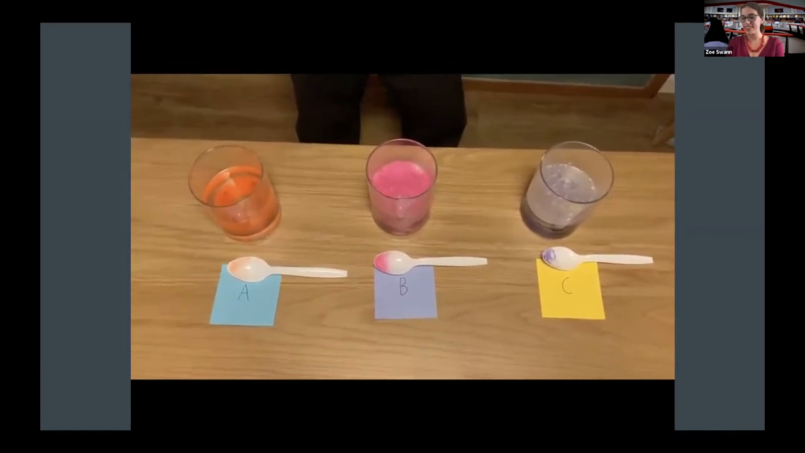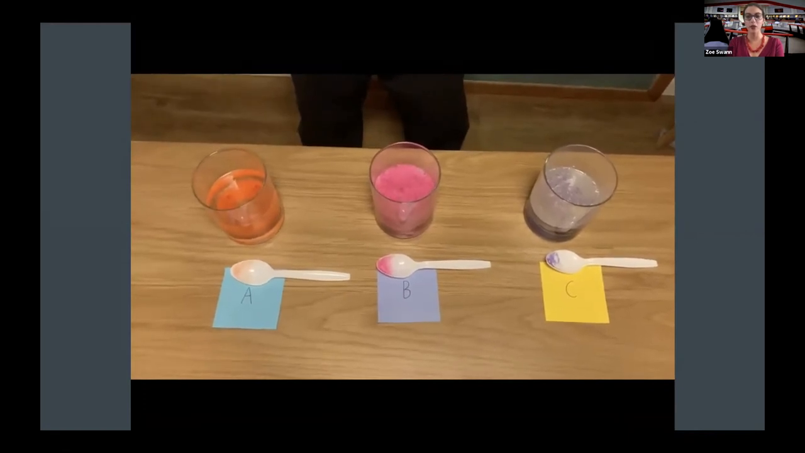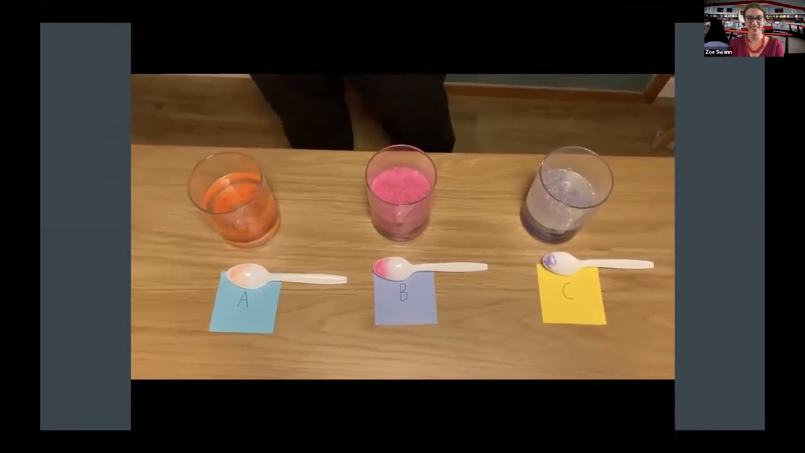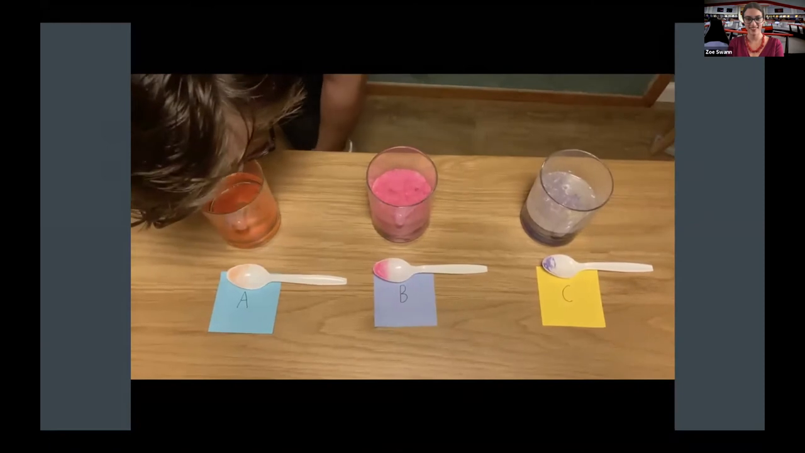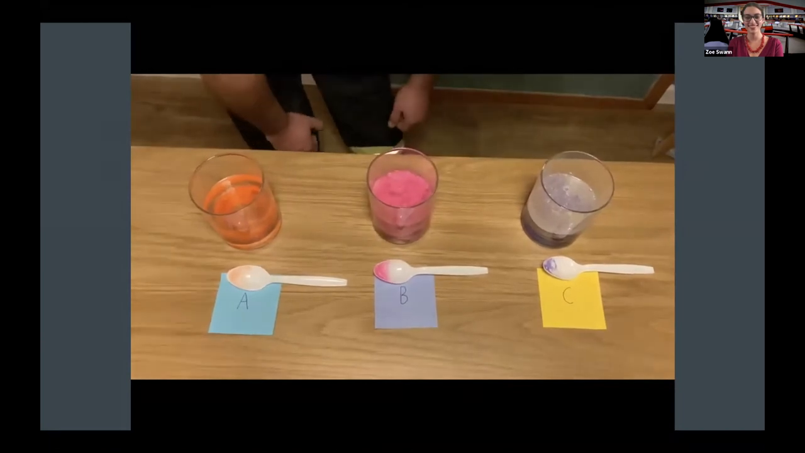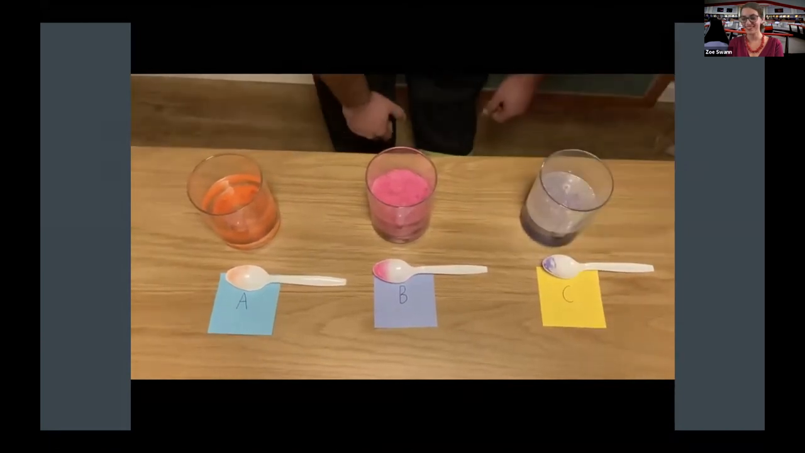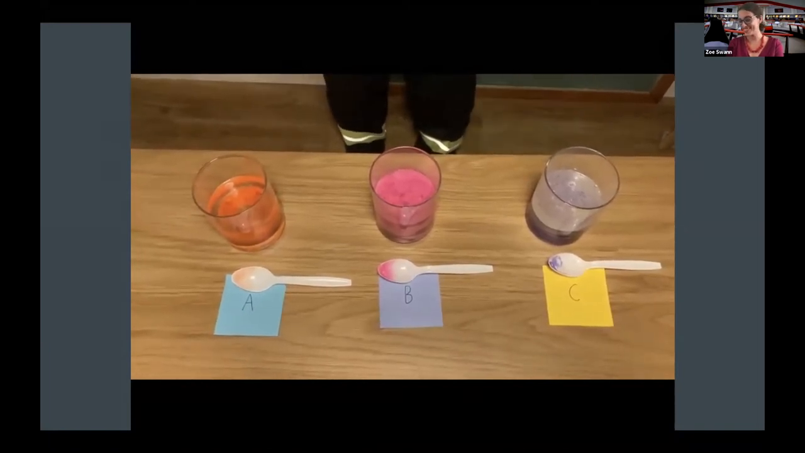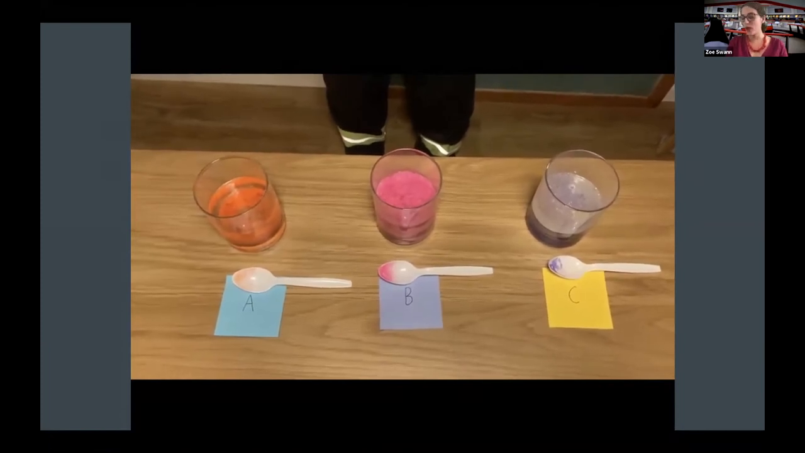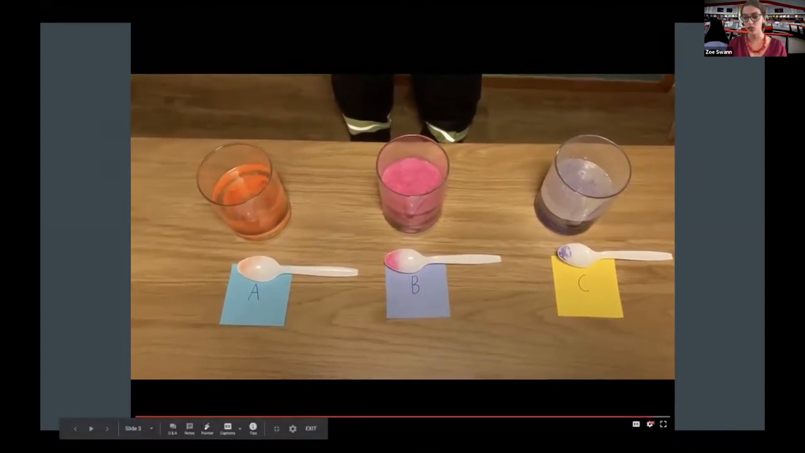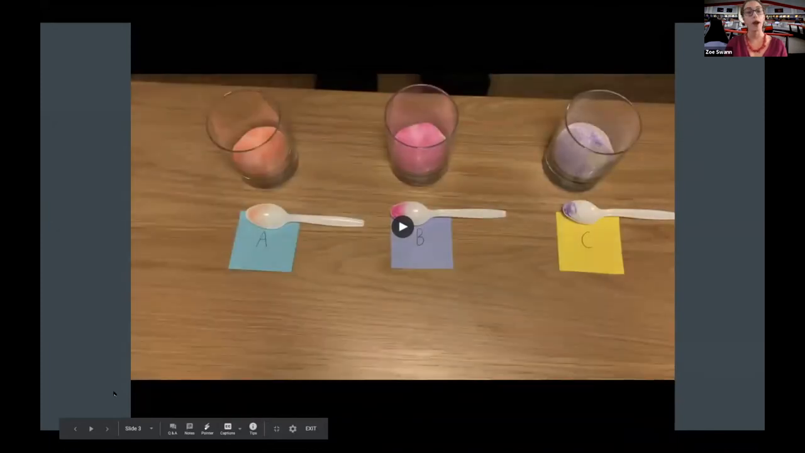All right, let's do a smell test. Let's try and figure out which one smells the most. Looks like cup C smells the most. Okay, let's wait 5 minutes and see what happens next. In the meantime, I'm going to hand you over to Zen, who will tell us about more properties of life in space.